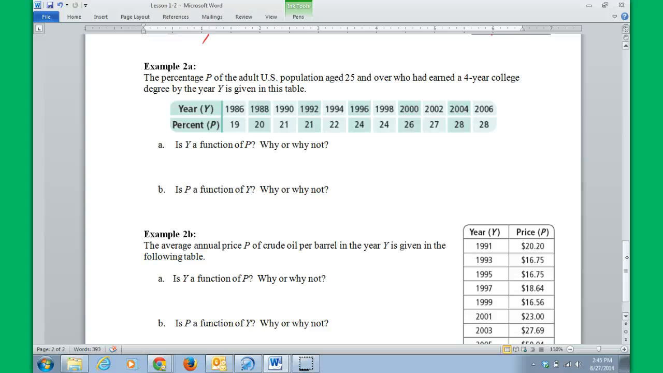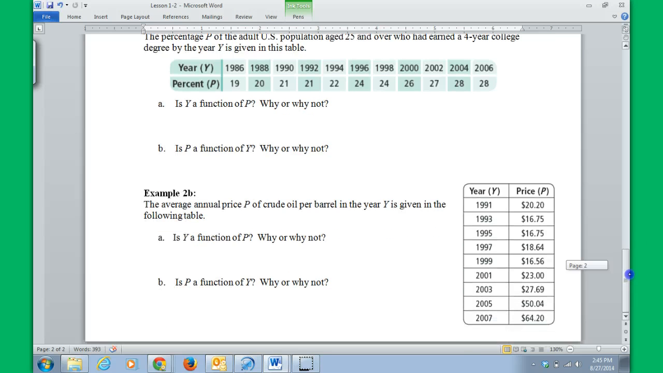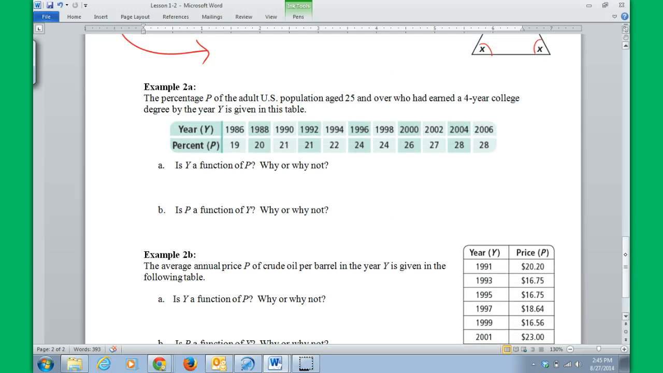Moving on. Example 2a, sorry. The percentage P of the adult U.S. population aged 25 and over who have earned a 4-year college degree by the year Y is given in this table. So they give us the years and they give us the percent. It says, is Y a function of P? Why or why not? Okay?